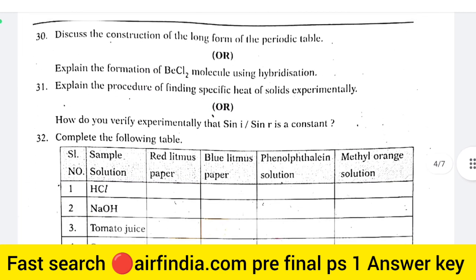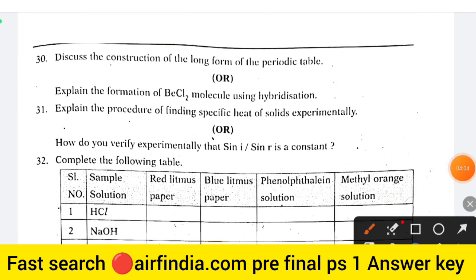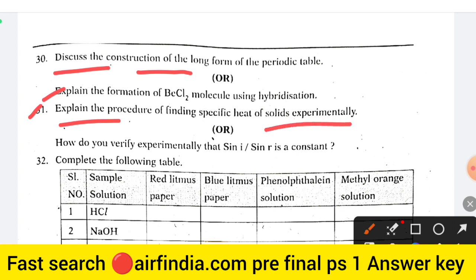The next question is, discuss the construction of the long form of the periodic table. Or, explain the formation of a BeCl2 molecule using hybridization. Question 31 is, explain the procedure of finding specific heat of solids experimentally. Or, how do you verify experimentally that sin i upon sin r is a constant?